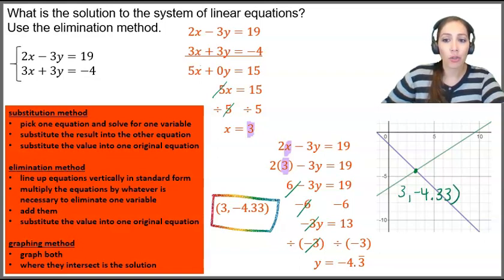Another way to check your work is to plug your x and your y into both original equations and see if the left side equals the right side. I could take 2 times x, or 3, minus 3 times y, or negative 4.3 repeating, plug them in, and it will equal 19. Same thing here. I could do 3 times 3 plus 3 times negative 4.3, and it will equal negative 4. So to check it, you can graph it or plug in your x and y and see if the left sides equal the right sides.